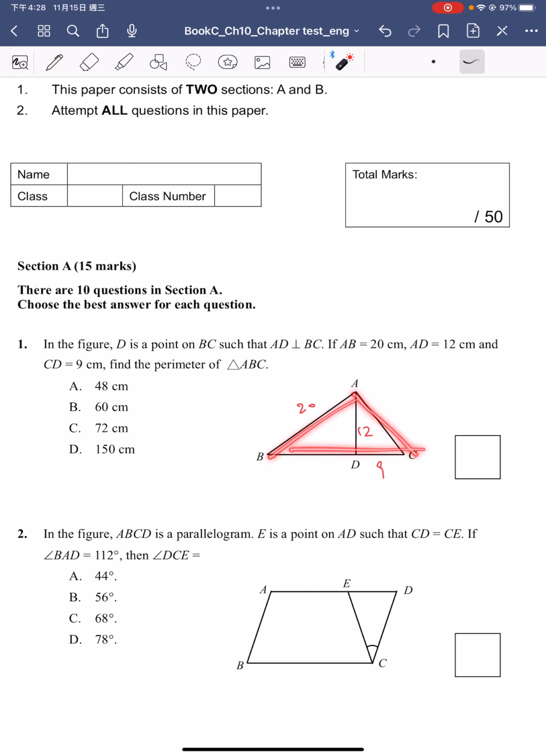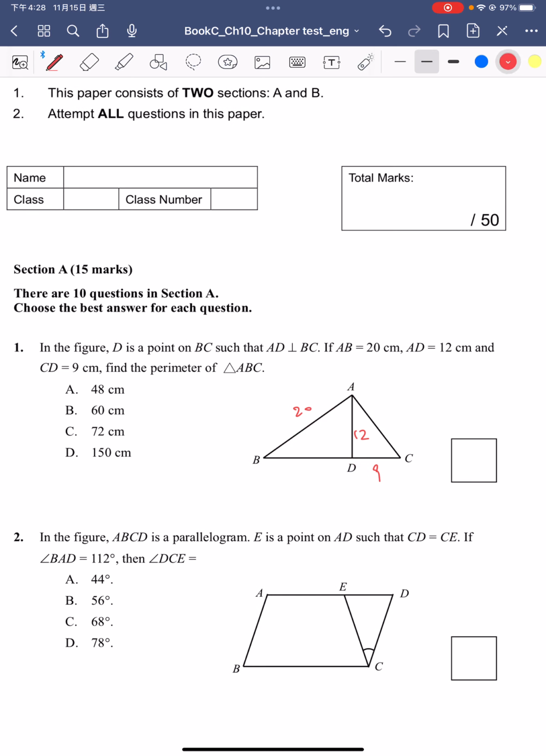First of all, as this is a right angle triangle, BD is going to be equal to the square root of 20 squared minus 12 squared by using the Pythagoras, isn't it? So this is 20 squared minus 12 squared, square root, giving you an answer of 16. And then AC is using AD squared plus DC squared, so 12 squared plus 9 squared, which is giving you 15. So we can write it down: AC is equal to the square root of 12 squared plus 9 squared, and then it's equal to 15.